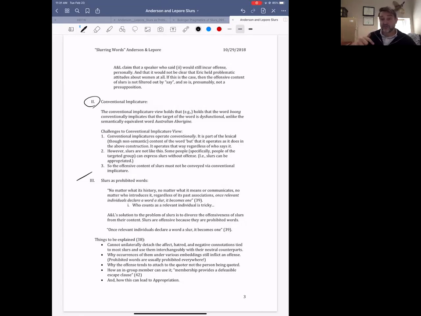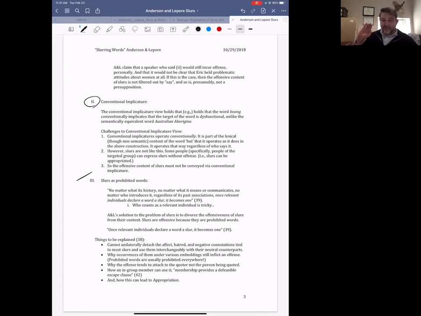So here's a telling quote from the other paper, the one you're not reading, that they use. "No matter what its history, no matter what it means or communicates, no matter who introduces it, regardless of its past associations, once relevant individuals declare a word a slur, it becomes one." So what Anderson and Lepore is suggesting is that slurs are words that have been prohibited by particular groups of people, particularly the group of people that is denigrated by the slur, and that is what makes them offensive.